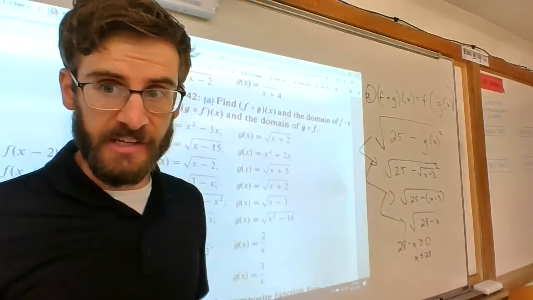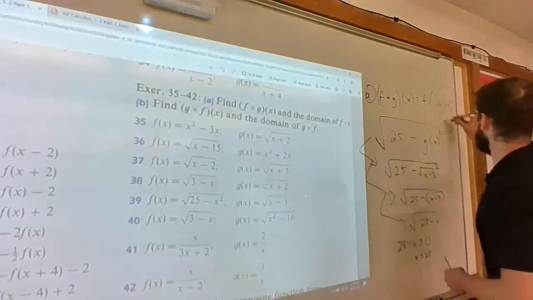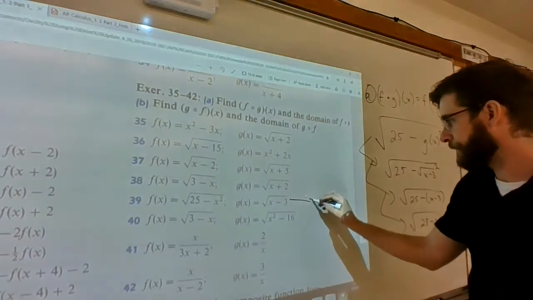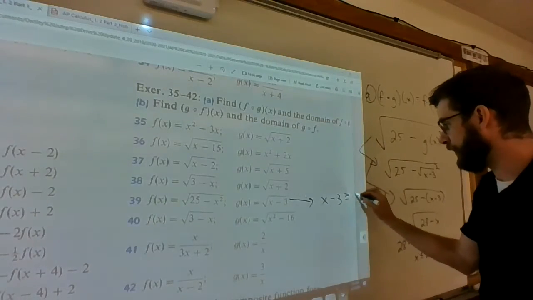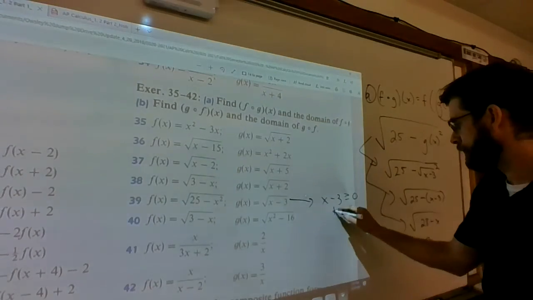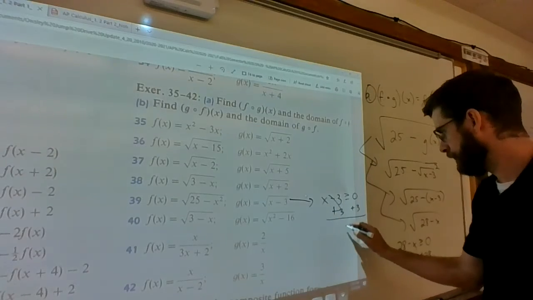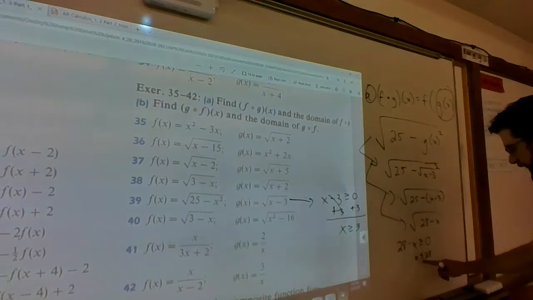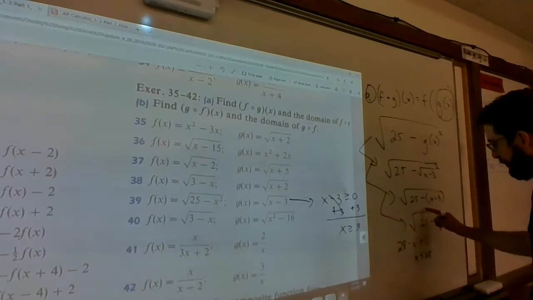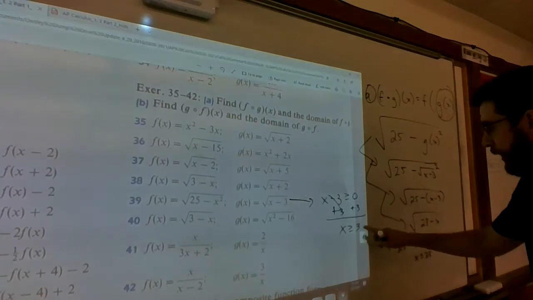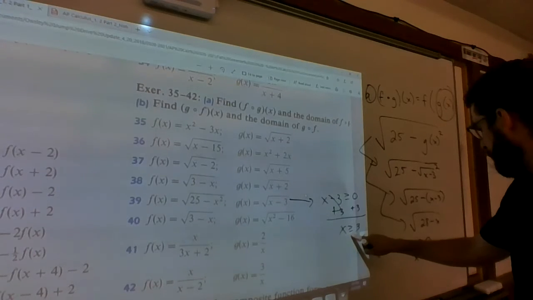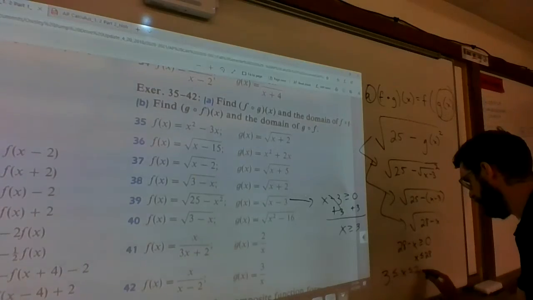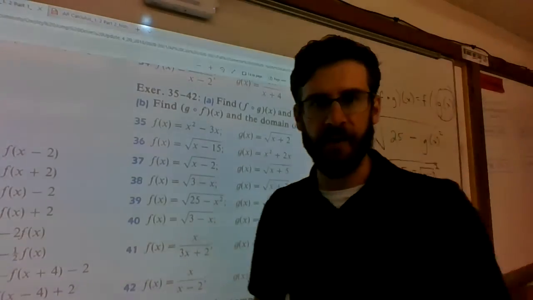So what's our pre-existing condition? Our pre-existing condition for g of x was that x minus 3 must be greater than or equal to 0. Okay, so even though x can be less than or equal to 28 for this algebraic expression, it also must be bigger than 3, giving you that domain for part A.